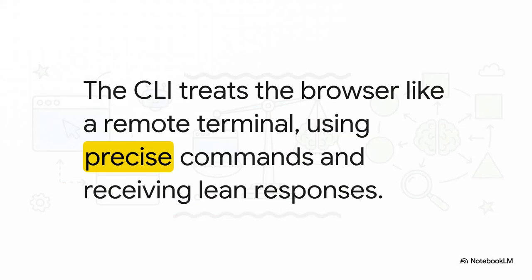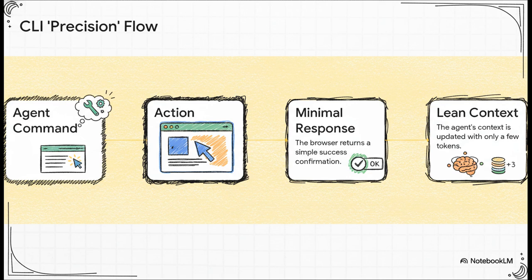Okay, so that was the fire hose. Now let's see how the other side does it with the command line interface, or CLI. This is what we're calling the precision approach, the scalpel, and it's all about lean, mean efficiency. Here, the agent doesn't describe what it wants. It acts like a surgeon. It issues a direct, precise command. The action gets done, and the response from the browser? It's not an encyclopedia. It's just a simple success. Done.